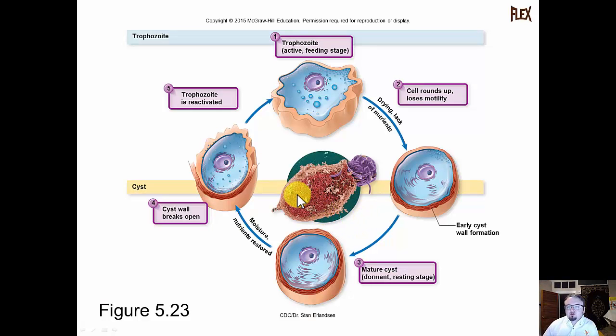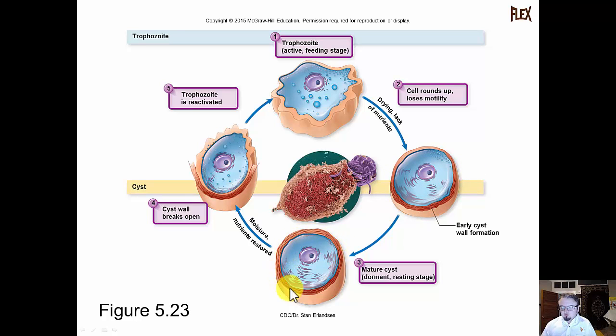Here's a figure out of your textbook showing that. Here's a trophozoite stage. As an example here, it's drying up, lack of nutrients, so the environment is becoming less favorable. So what it does is it starts to form almost like a cocoon around itself. It starts to wall itself in, and this is where it starts to form the cyst, kind of shelling itself up, so to speak. This allows it to survive harsh conditions.